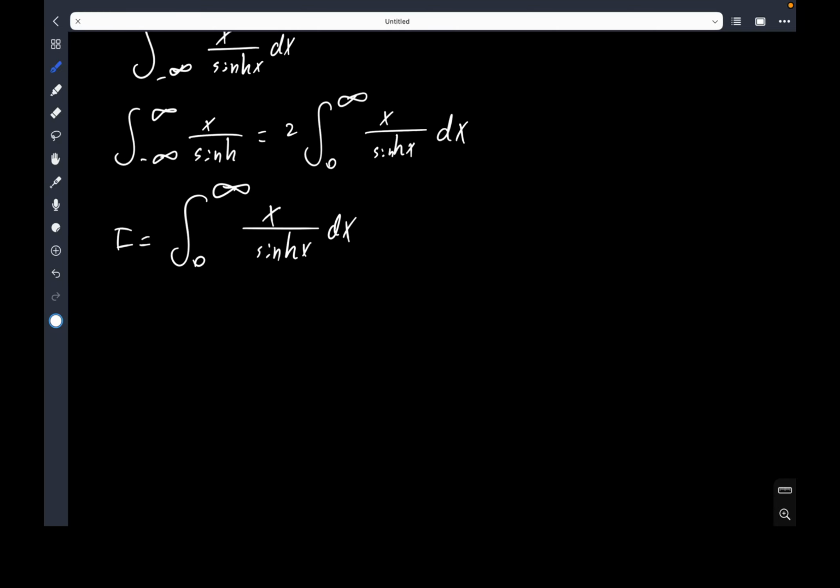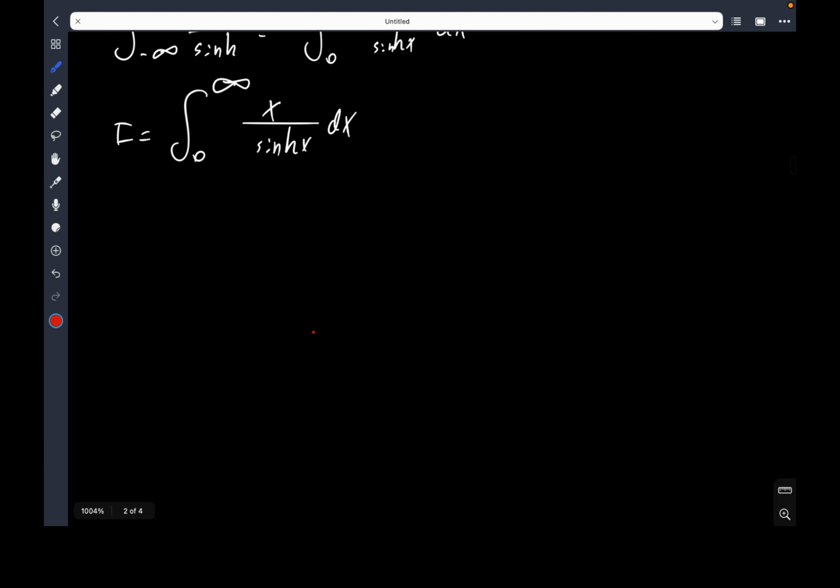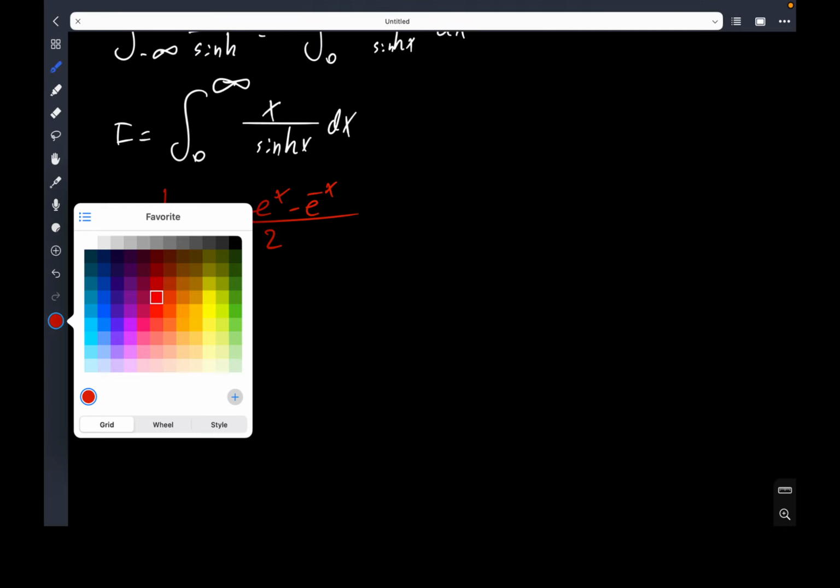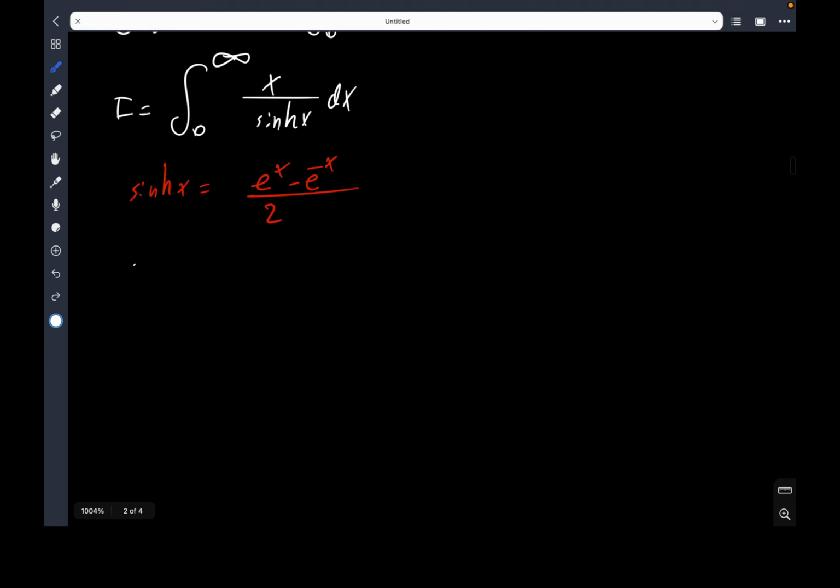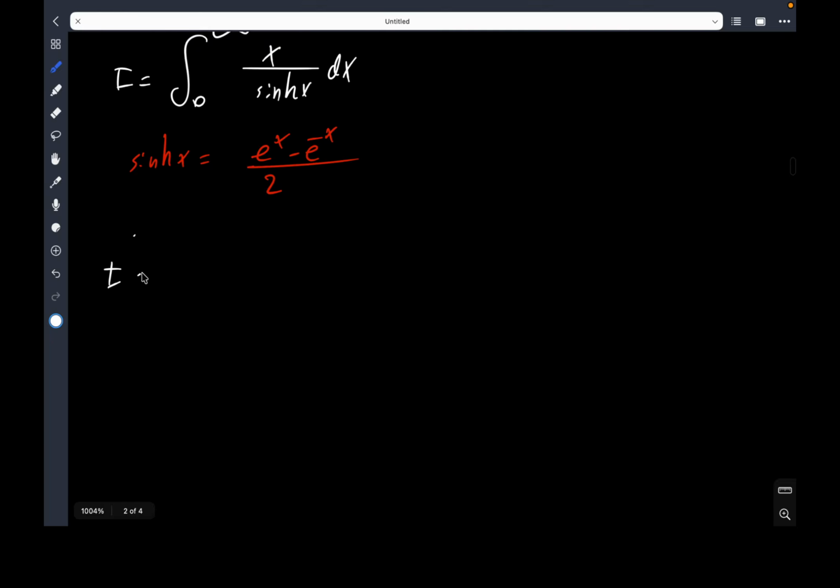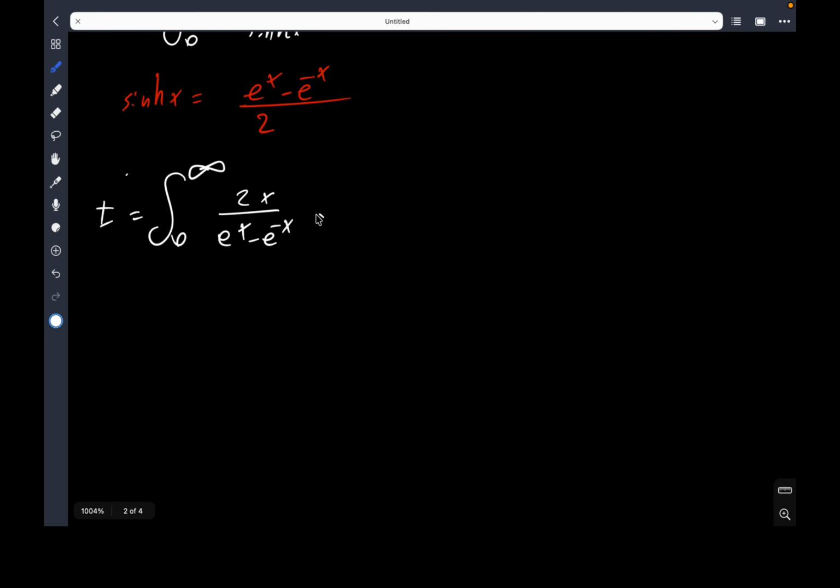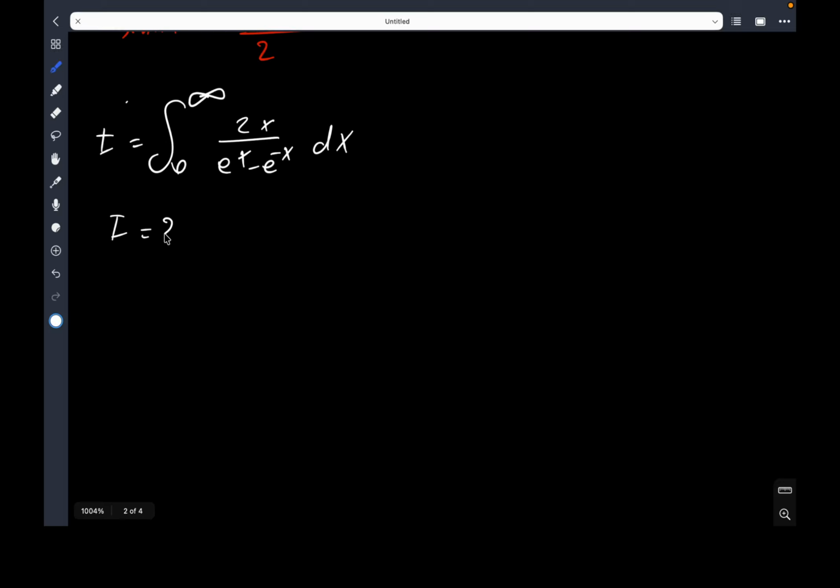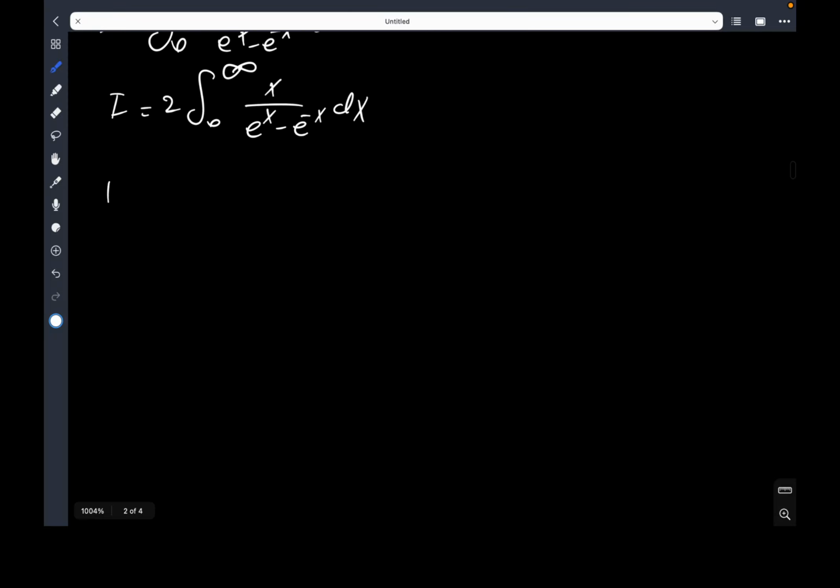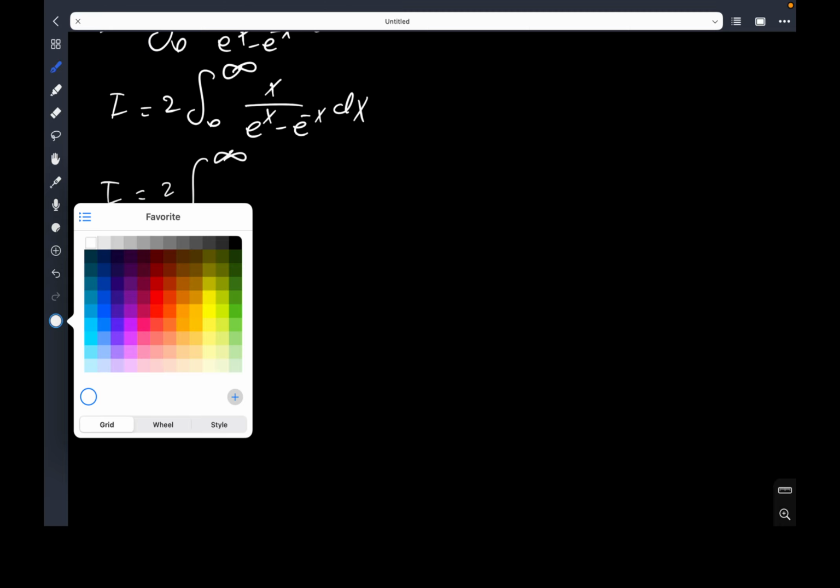Now recall that sinh of x is defined by the formula: e to the x minus e to the negative x, over 2. If I substitute that in here, I get I equal to the integral from 0 to infinity of 2x over e to the x minus e to the negative x dx. And I can factor out an e to the negative x here, multiplying and dividing by e to the negative x, and you'll see later why.